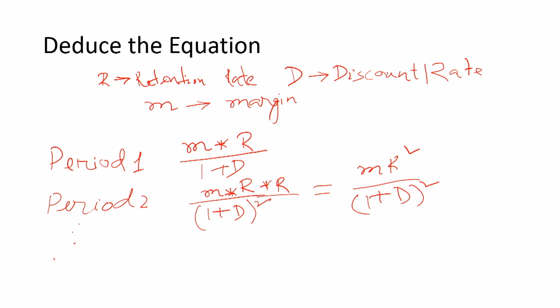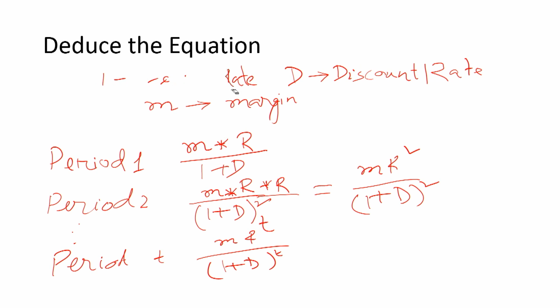Similarly, for period T, it will be M R to the power T divided by 1 plus D whole to the power T. So, if you look at this equation, what is this equation? So, the overall value that can be created by a customer will be, now I am just rubbing it off.